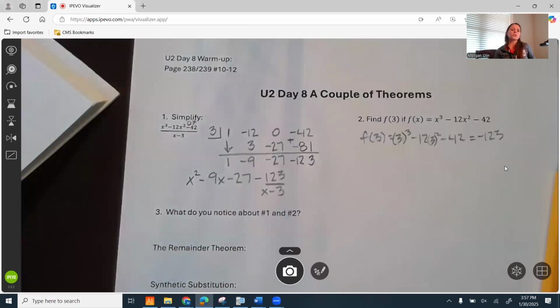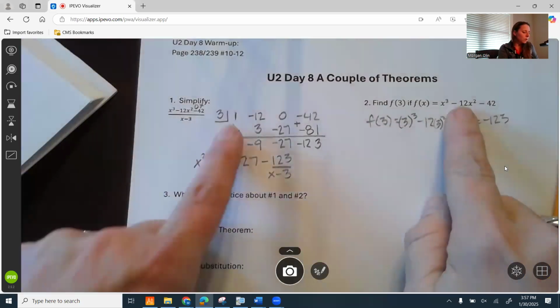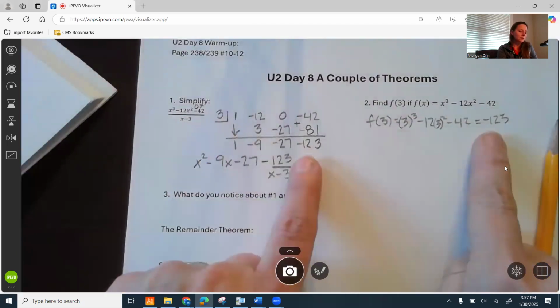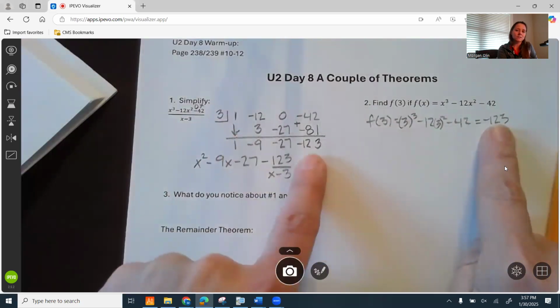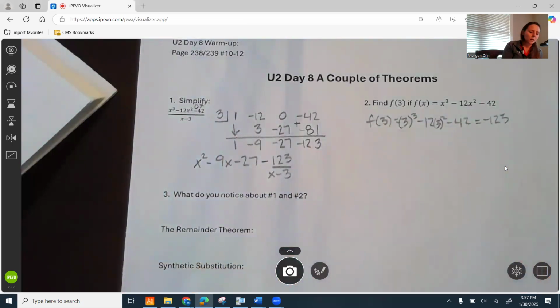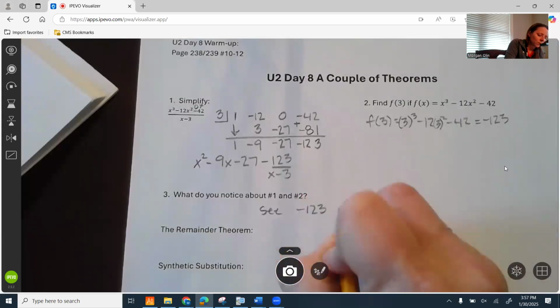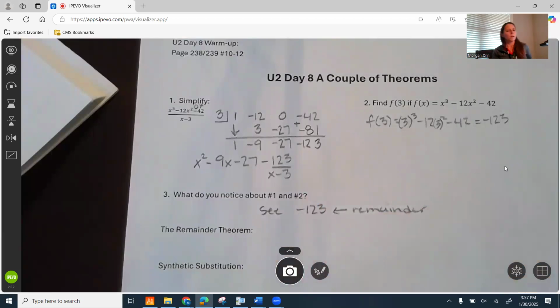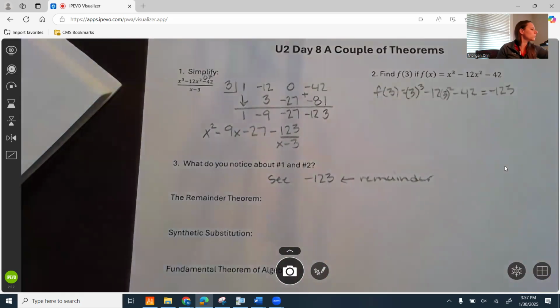Now I want you to look at this, and what do you notice? Well, these were the same. I put 3 in the box, and they wanted me to plug 3 in. What did it come out as? -123 here. Well, what is that the same as? It's the same as the remainder. So I see -123, but remember, this is our remainder. So what does this mean for us? What are we doing here?